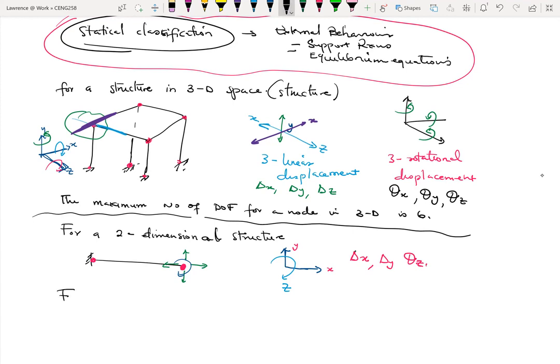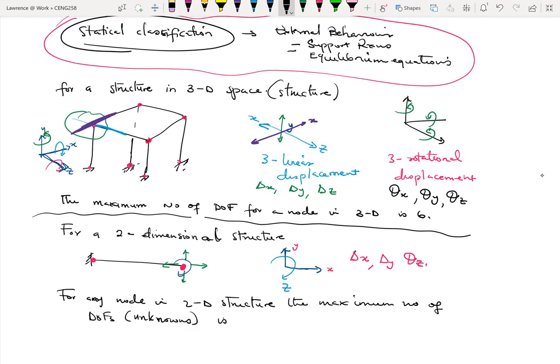So for any node in a 2D structure, the maximum number of degrees of freedom or unknowns is 3. 2 translational, so these ones are translational, and then 1 rotational.